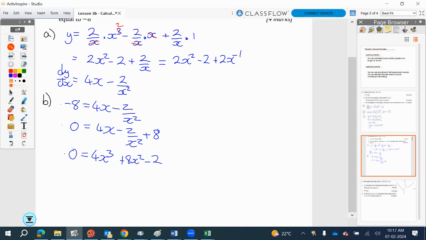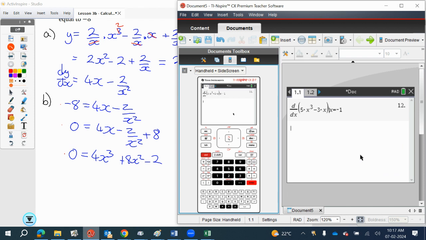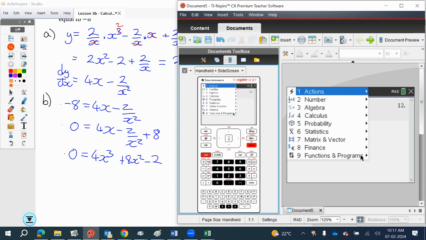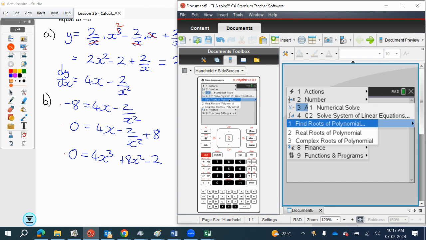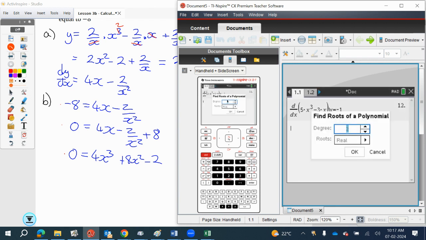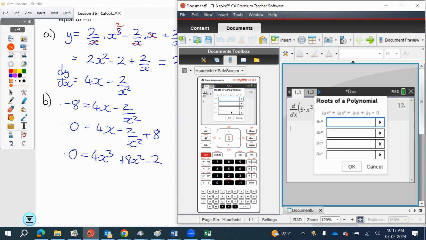So your final point is, you might get a method point for attempting to rearrange and solve. Typically you're going to get 3 answers because it's a cubic. One way to get the answers is here, at this final point. We can press menu, algebra, polynomial tools, and find the roots of a polynomial. This is a 3rd degree polynomial.